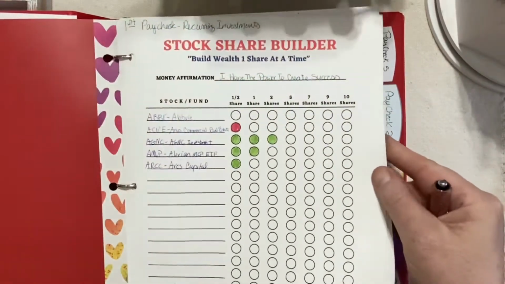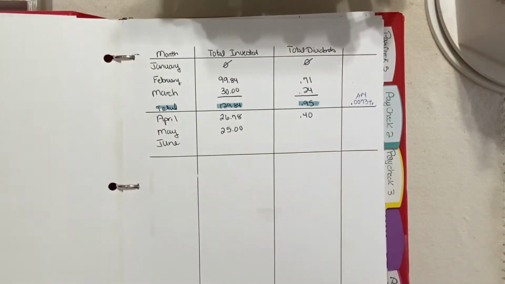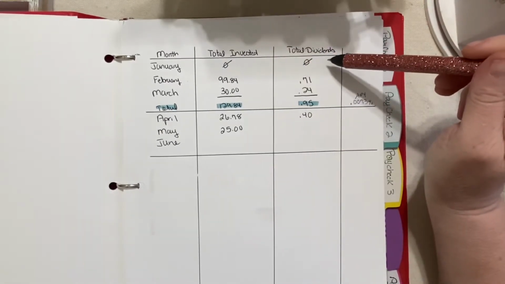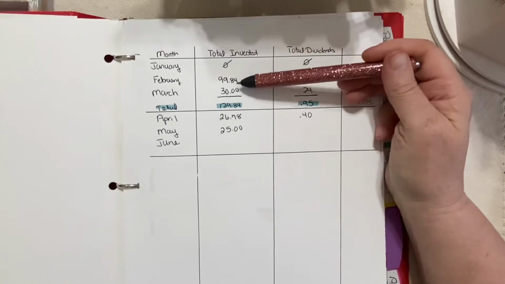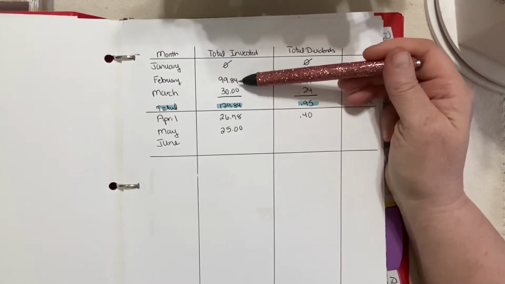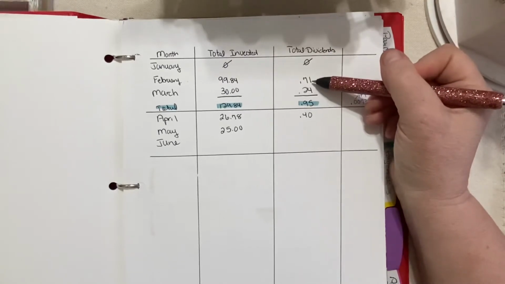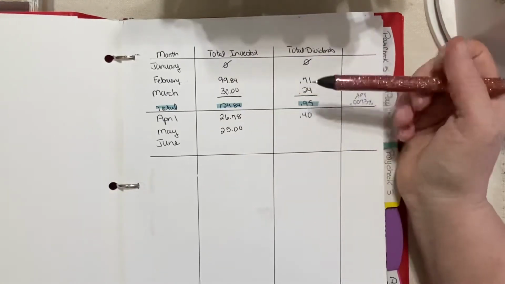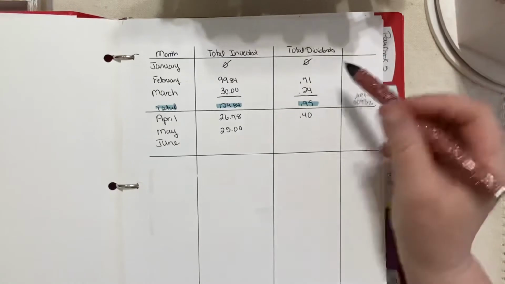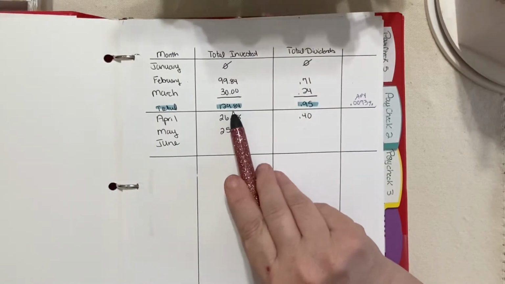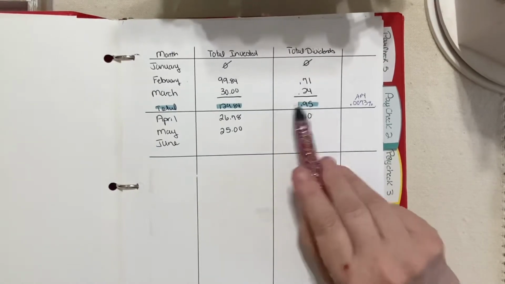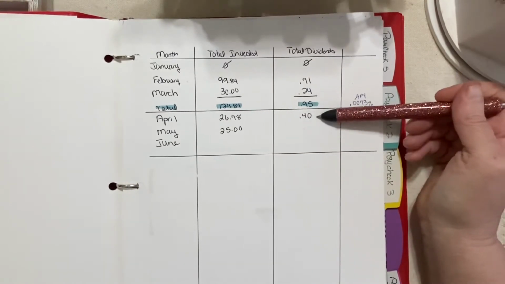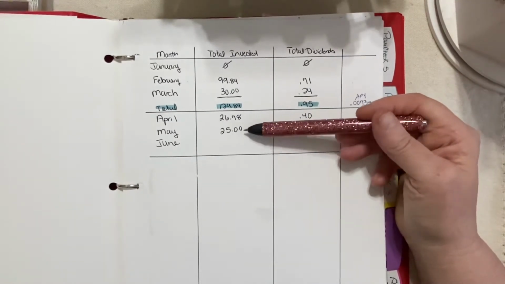So like I said, this is a small one, but I did go where we hadn't done this one yet, and here's how I decided to do it. For January, we hadn't invested anything in these. February, we did invest $99.84. I think that's when I first purchased some of these stocks, and we did have a total amount of dividends come in of 71 cents, even though that was the first month we had invested. March, we invested $30, and we had 24 cents. So the total for the first quarter investment was $129.84 and 95 cents dividends. For April, we invested $26.78, and we had 40 cents come in. In May, we've already invested the $25, which is all we're going to invest.